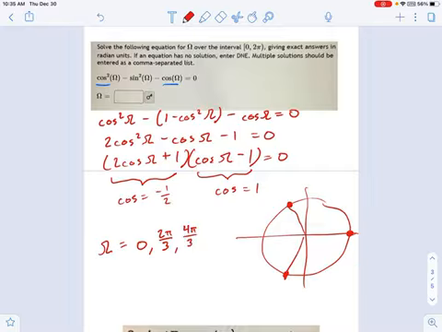There's nothing else really to check at this point. You could look for domain restrictions if you want, but there are no domain restrictions because our only functions are sine and cosine, and those functions have no domain restrictions. Any angle is fine with those. So there we go.